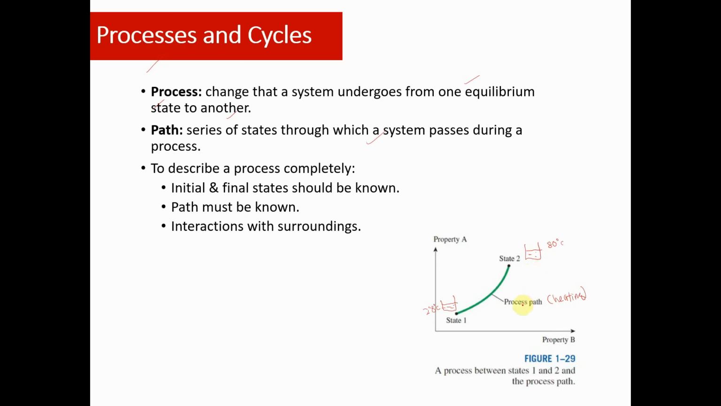This is based on what kind of property we want to measure. Maybe this is temperature, and this is maybe volume. So the concept of a process is the change from state 1 to state 2, and the path that takes state 1 to state 2 is the definition of the path. In order for us to describe a process completely, we need to know the initial and the final state, the path must also be known, and also whether it has some interaction with the surroundings or not.